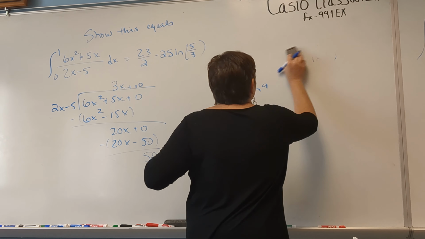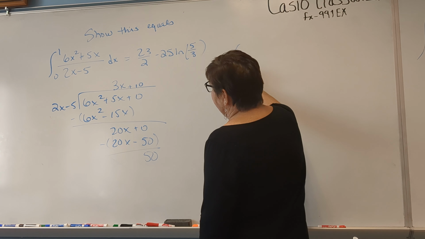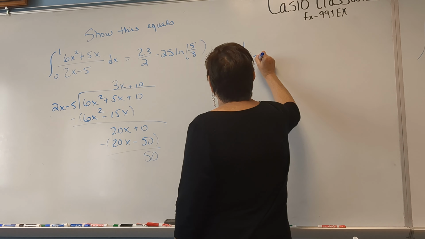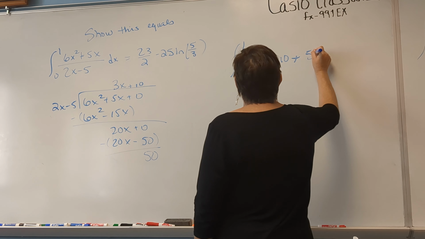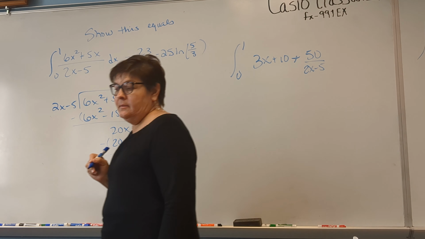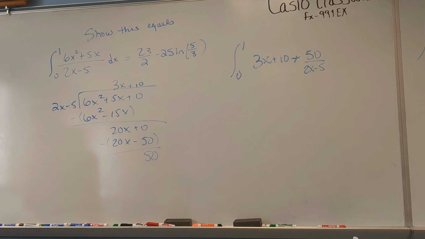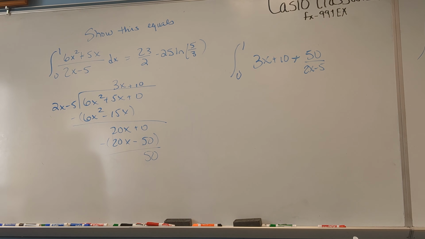So my new thing that I'm integrating from 0 to 1 is 3x plus 10 and then plus 50 over 2x minus 5. Did that go well? That's a no? All right.